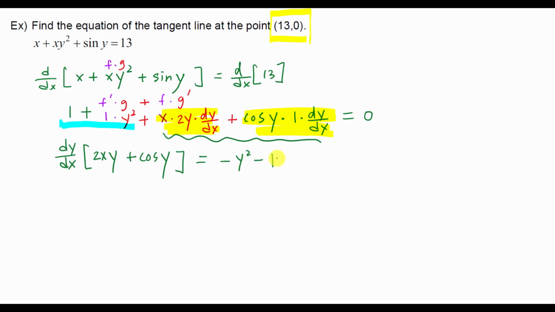Now to solve for dy dx, what do we need to do? Yes, the last step is to divide both sides by the factor next to dy dx, which is 2xy plus cosine y.